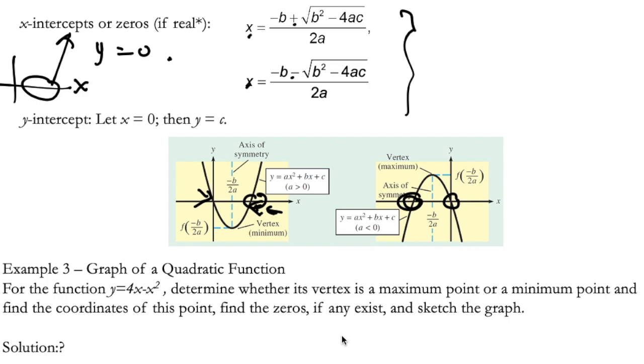Let me erase this so that it doesn't look like a mess. Okay. So let's say you have this function y equivalent to 4x minus x squared. If the question asks you to determine whether its vertex is a maximum point or a minimum point, and find the coordinates of this point, find the zeros if any exist, and sketch the graph, we're going to do this in a bit.